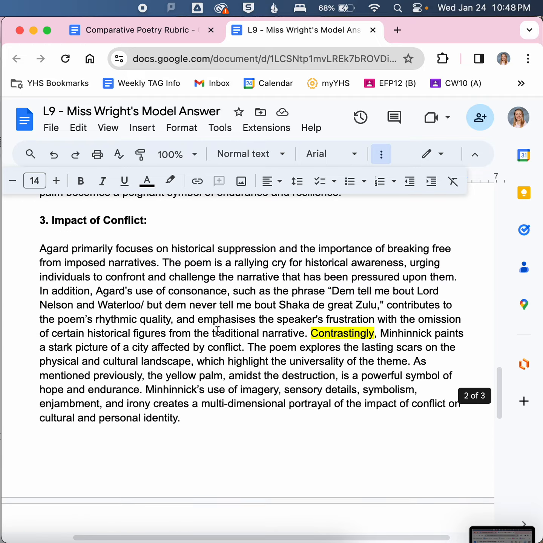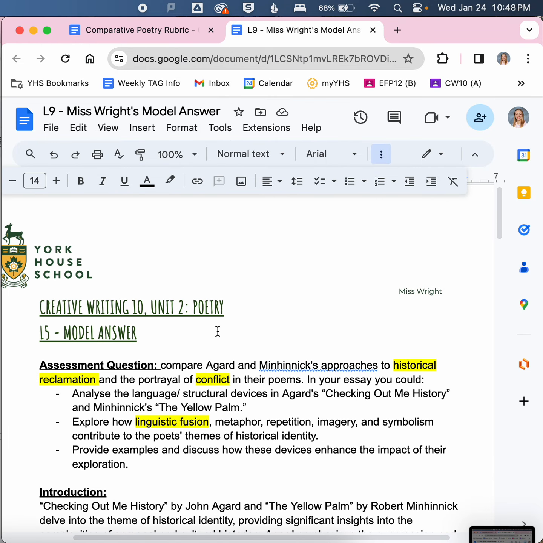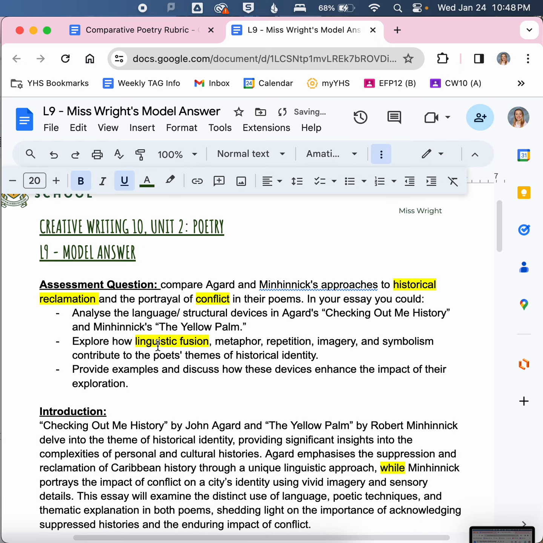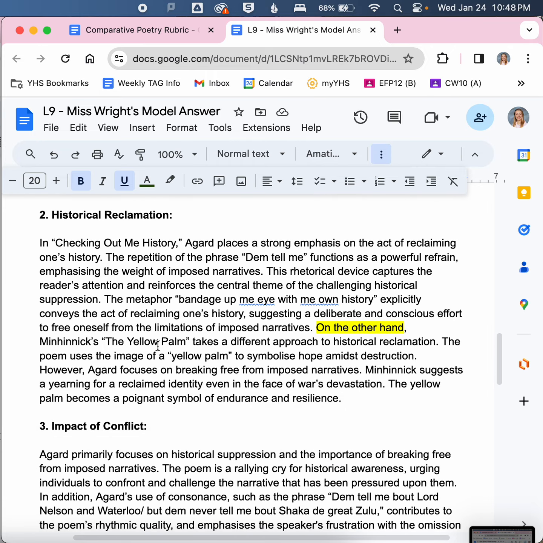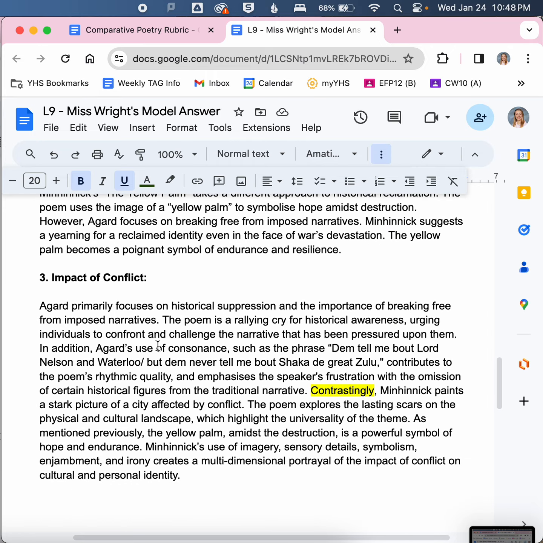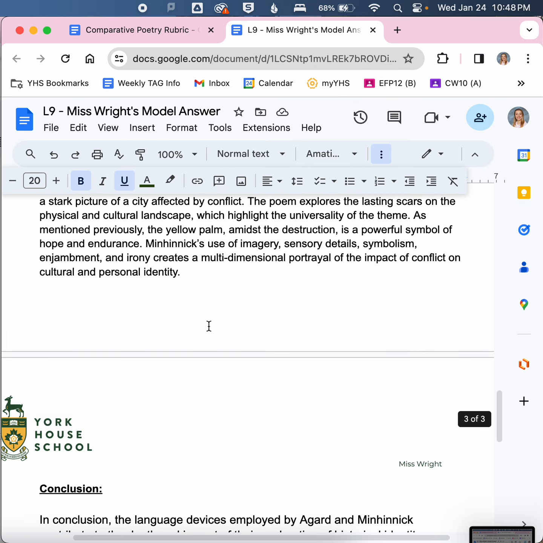So, there we have it. Miss Wright's model answer. That's the wrong thing. There we go. Okay, I'm sure many of you will be able to judge this, maybe give me some areas for improvement and some what went wells. I would love to hear them.